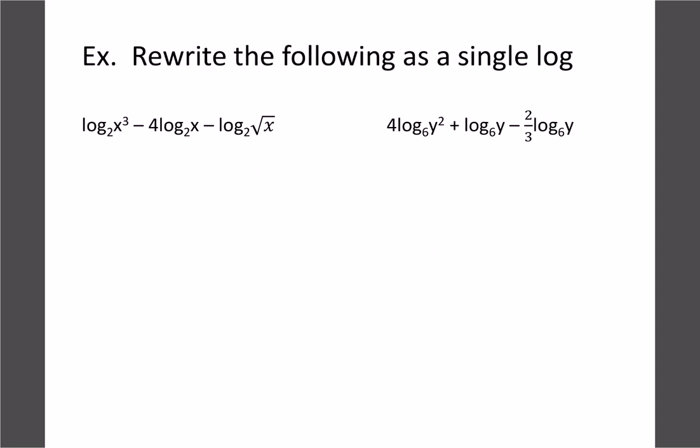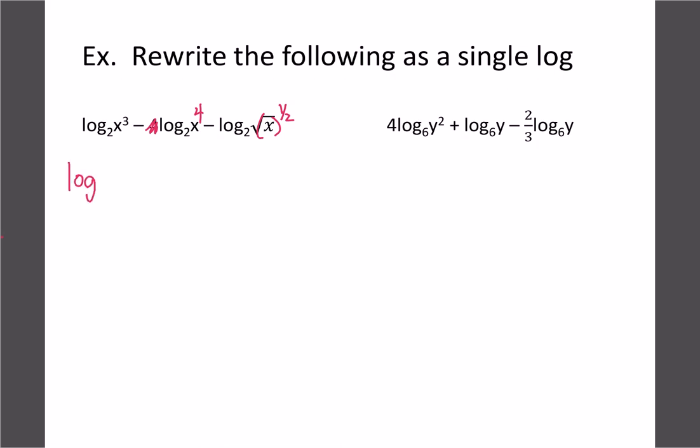Okay, more commonly you're going to get logs and you're going to work backwards. You're going to put these together as one logarithm. So let's use sort of the same rule here. So we've got log 2 of x cubed, so that's good. We've got log 2 of x, but we've got that 4 in front, which messes this thing up. So let's bring that 4 up as an exponent to get rid of it. So now we have log 2 minus log 2 minus log 2. They're all good. And let's even write this one as x to the half, make it a little bit easier.